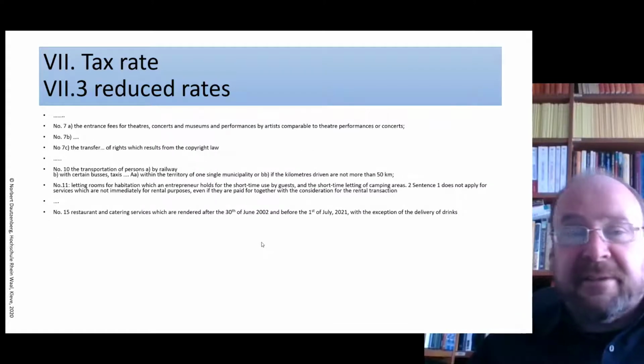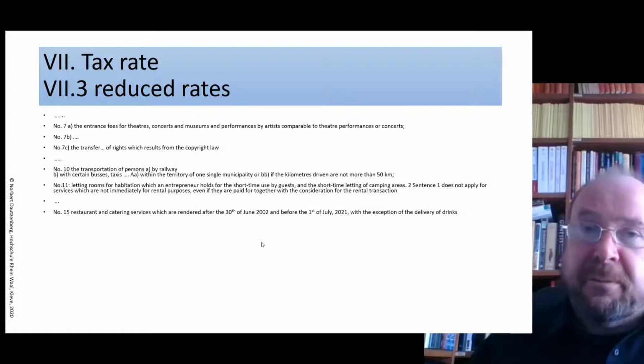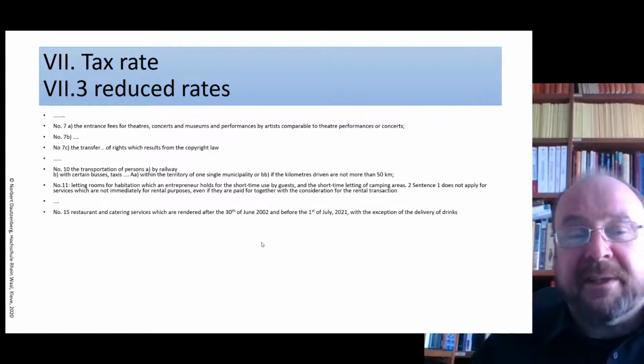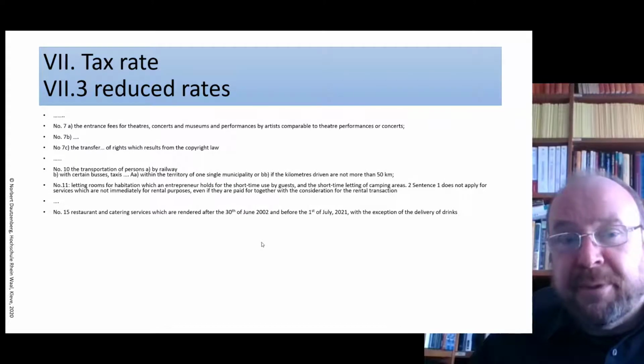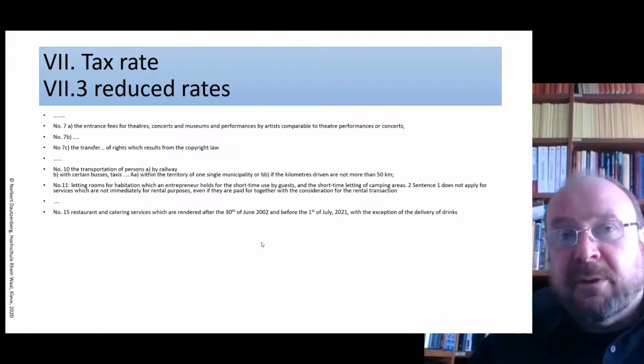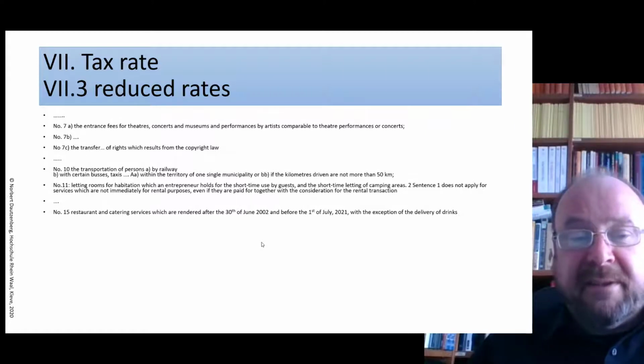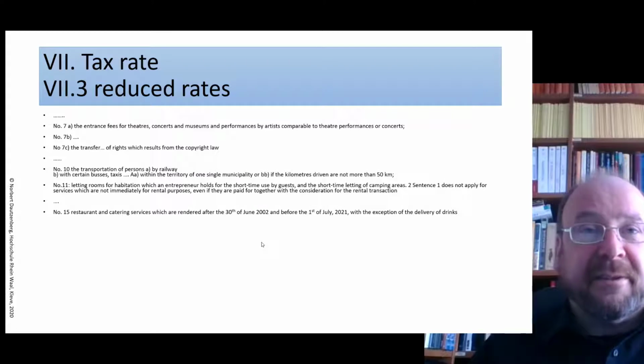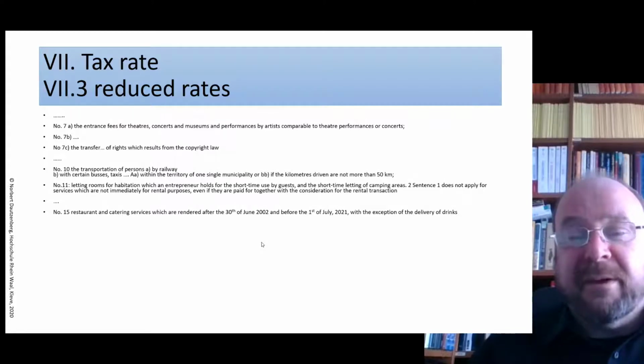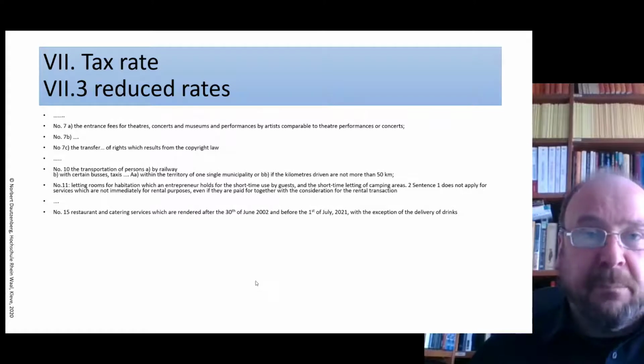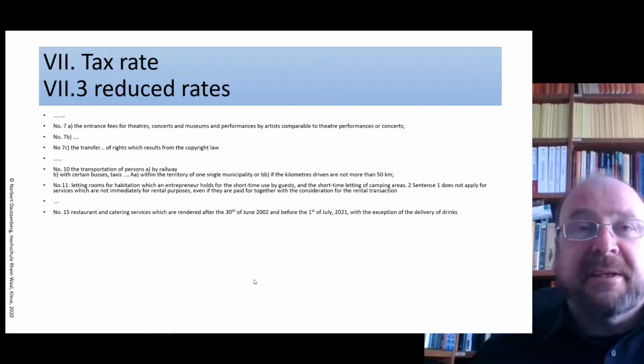And then you have such nice things like the entrance fees for theater visits, concerts, museums, the transfer of rights which result from the copyright law but not from the Patent Right Act, the transportation of persons by railway or with buses. The transport with buses or taxis is only taxed in a reduced way if it's not a long distance transport but within the own municipality or not more than 50 kilometers of distance.